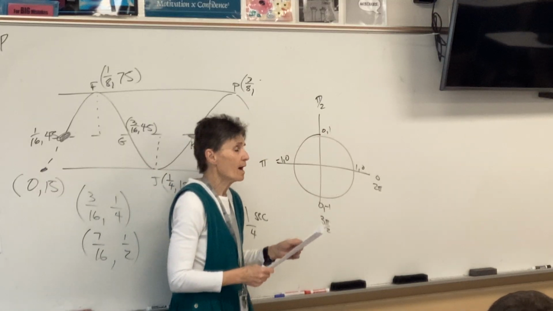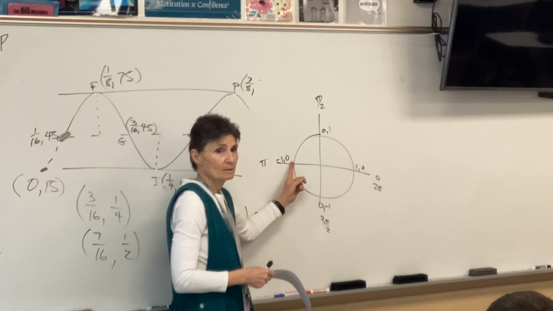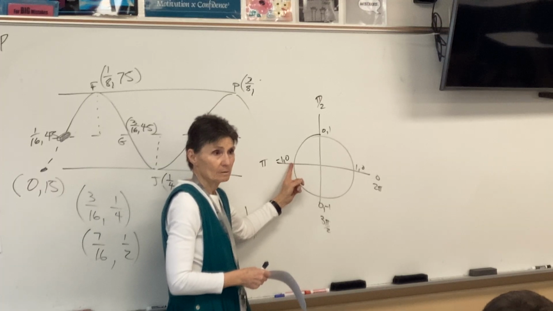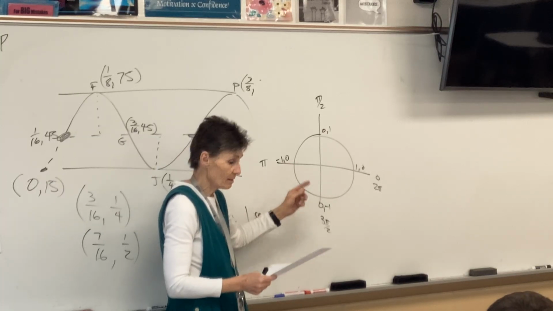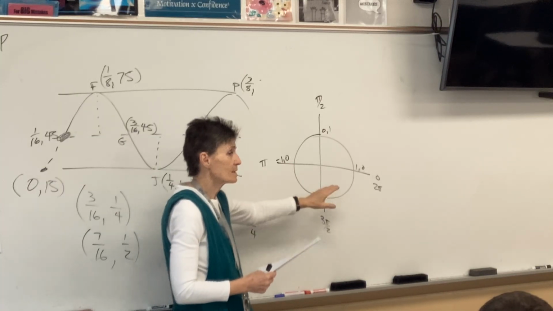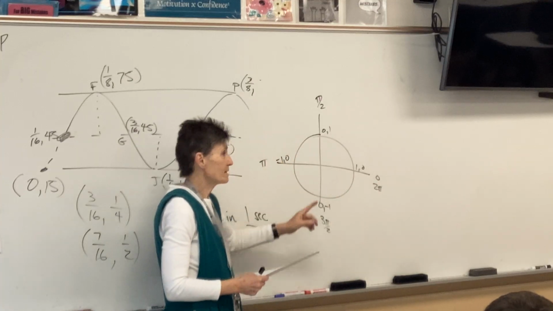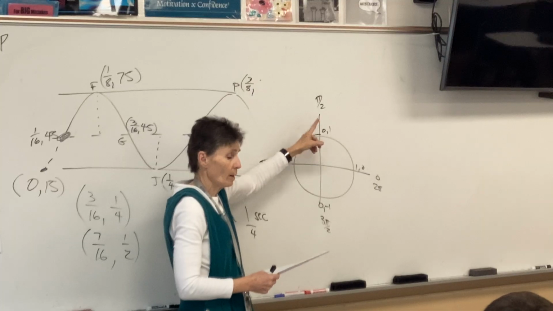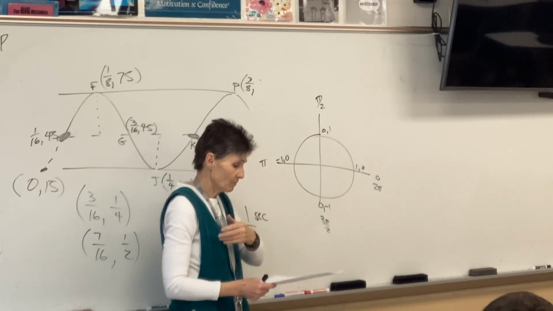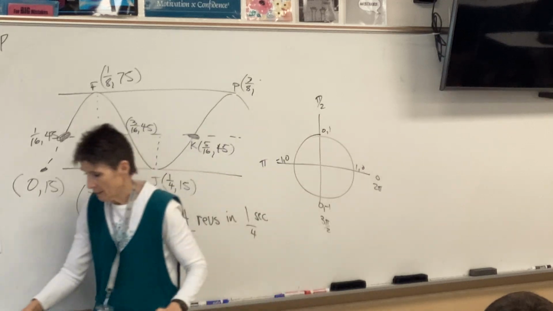What is the sine of pi? 0. Because pi's over here. The sine is y. 0. What's the cosine of 0? 1. What's the sine of pi over 2? 1. All right, fill in the rest of it. This won't take very long. And I'll do it.